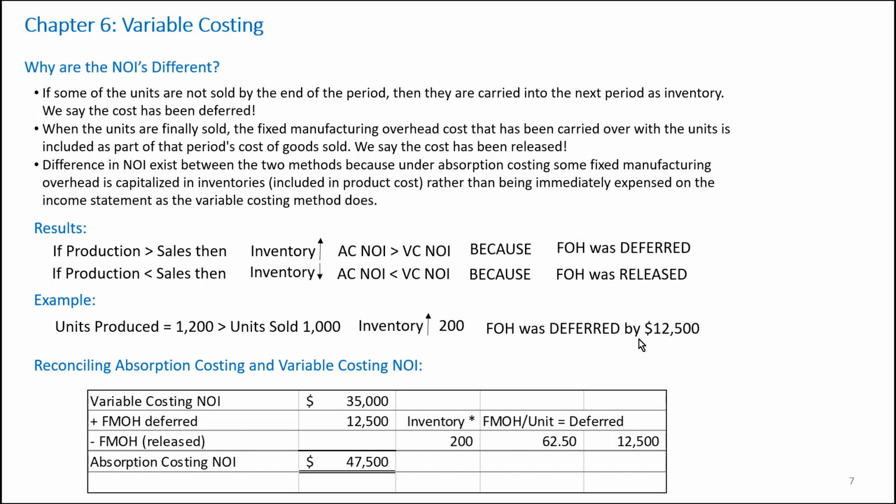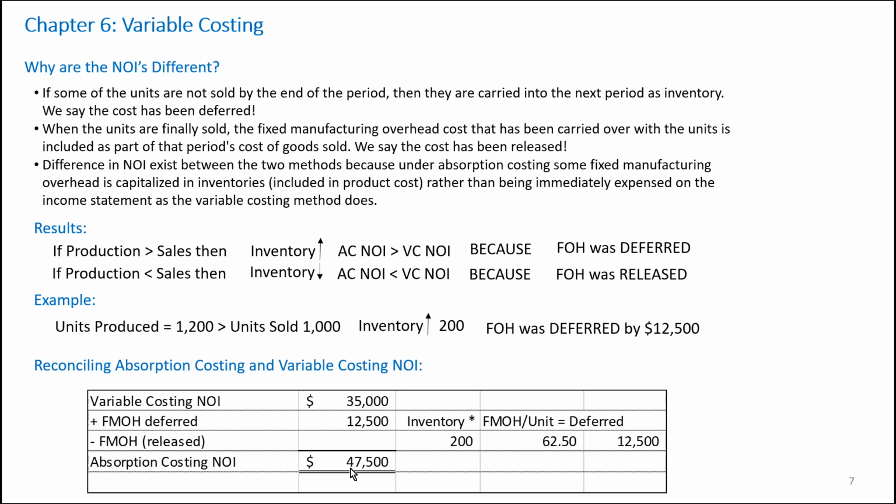Since variable costing does not include fixed manufacturing overhead with product cost, all fixed manufacturing overhead is expensed each period. Expensing all FMOH causes the net operating income for variable costing to be $12,500 less than the net operating income for absorption costing. The reconciliation shows that variable costing NOI plus FMOH deferred will equal the absorption costing NOI.